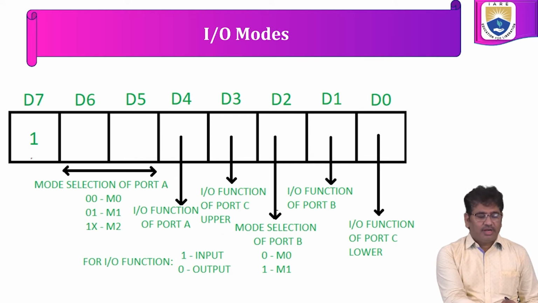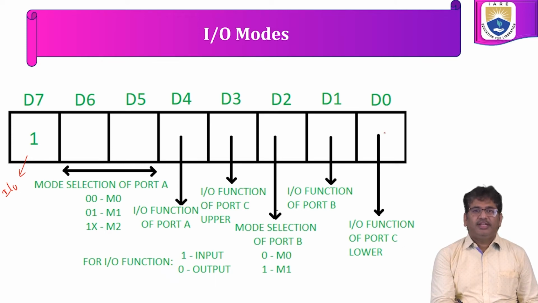The D7 bit configured as 1 indicates it is IO mode of operation. The LSB bit D0 is for configuring port C lower as either an input port or output port. The D1 bit is used to configure port B as an input port or output port.